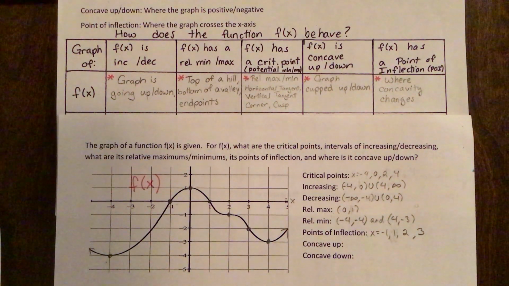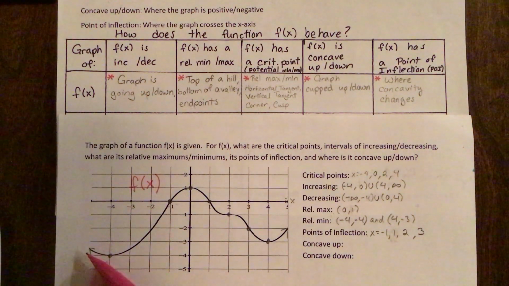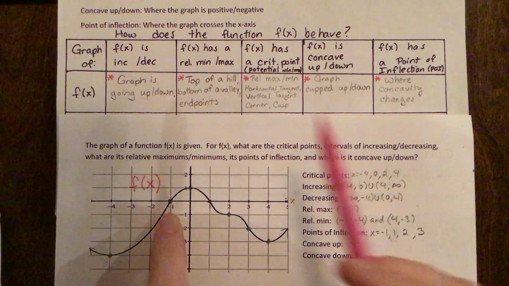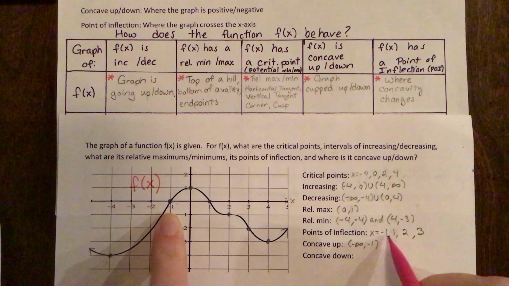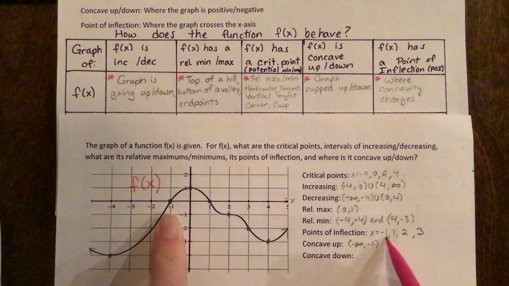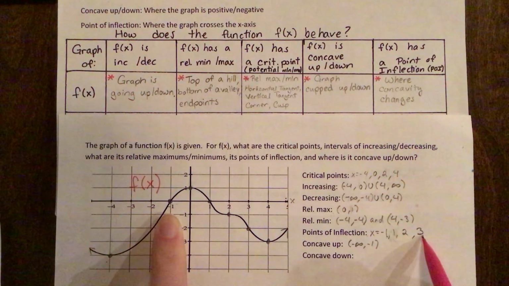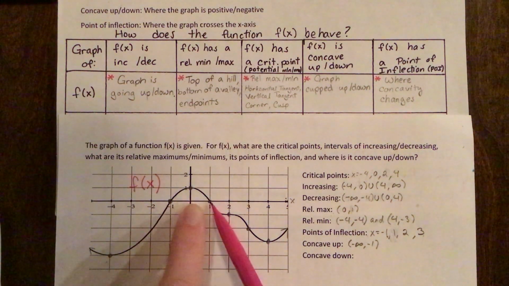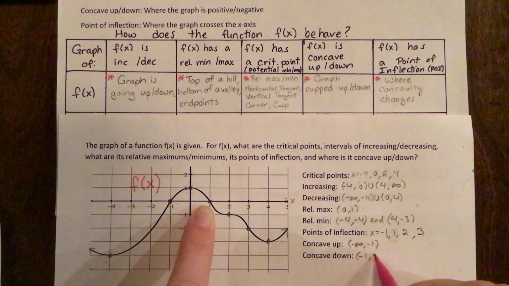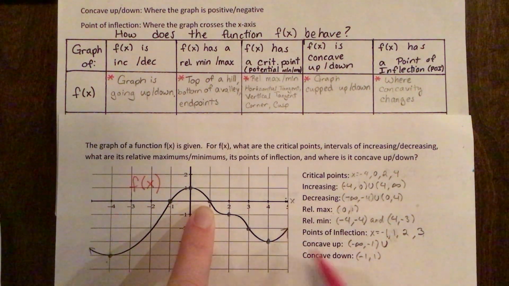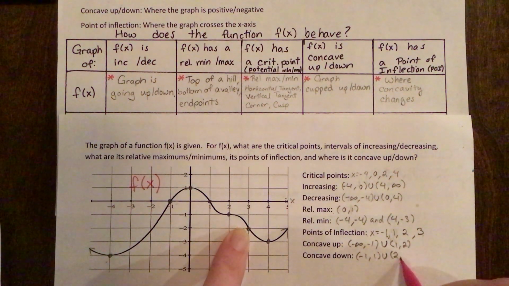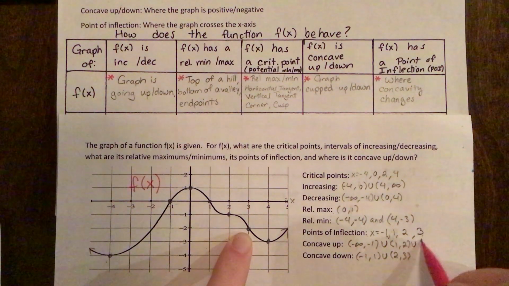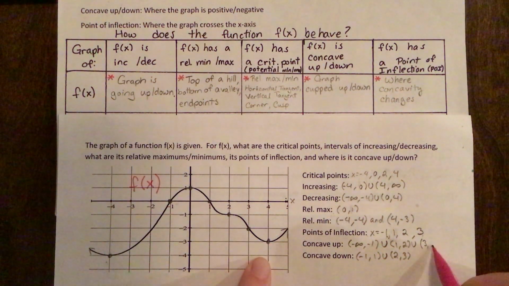All right, concave up and concave down. Okay, if you can fill the bowl, it's concave up. So that would be -∞ to -1. Your concave up and concave down are going to switch at these numbers. If they don't, you have an issue. -1 to 1 is concave down. Concave up again from 1 to 2. Concave down again from 2 to 3. And concave up again from 3 to infinity.